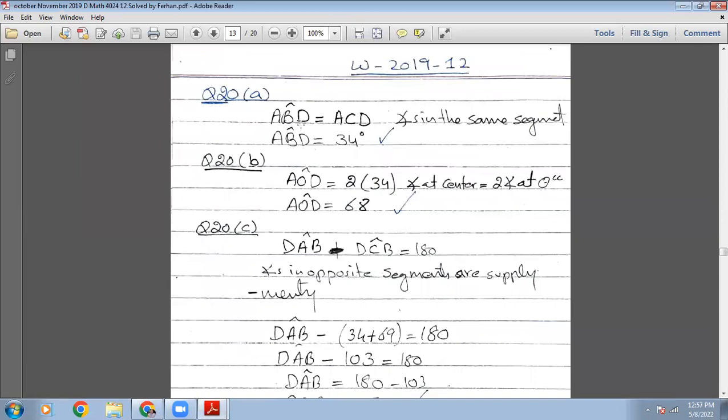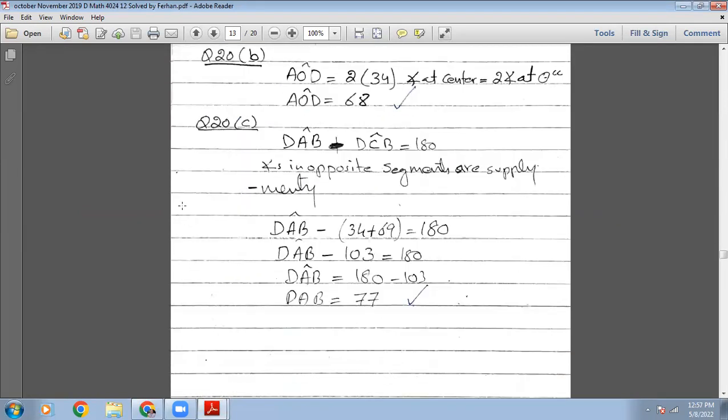So the angle ABD will be equal to the ACD, the angles in the same segment. So ABD will be 34. And the angle AOD will be equal to 2 times 34. The reason is the angle at the center is equal to 2 times the angle at the circumference. So it will be 68. The angle DAB plus the angle DCB will be equal to 180. Angles in the opposite segment are supplementary.